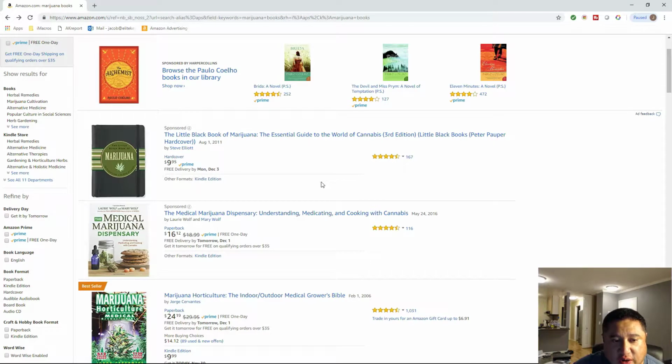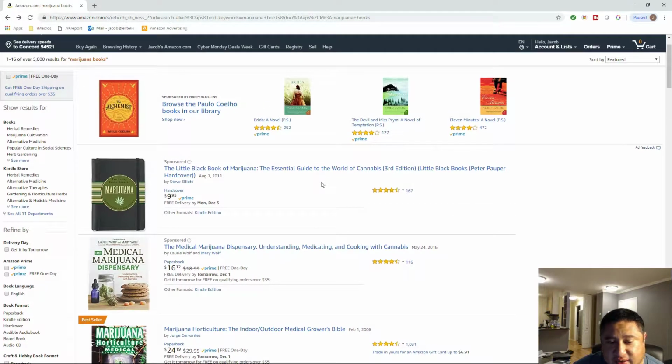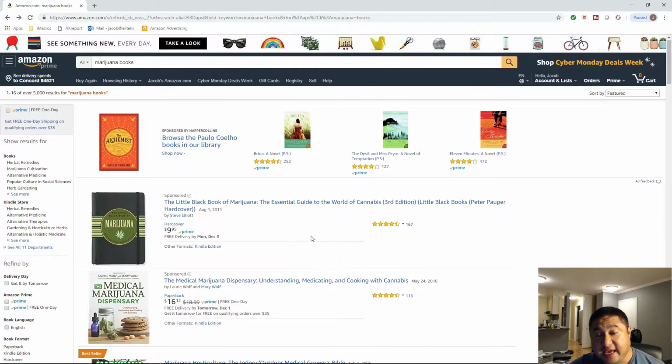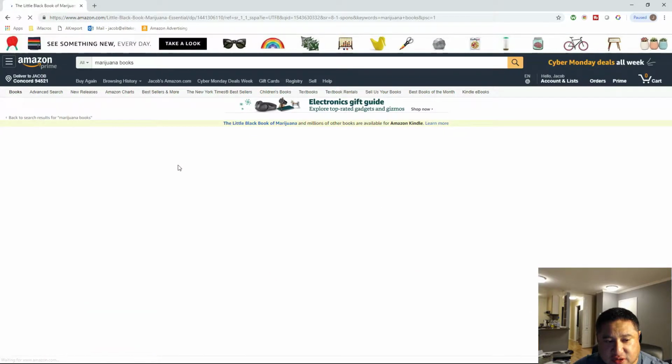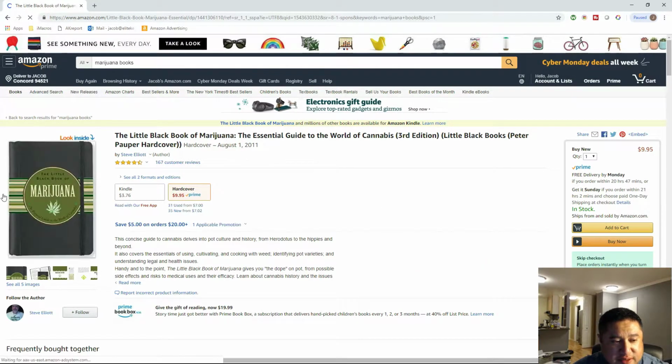So what we would need to do is now consider, okay, for this keyword, it is super competitive. If we still wanted to publish, what would we have to do? The answer is spend money on ads. So I'm going to quickly look at book one here for the sponsored search listing for marijuana books. And this is the Little Black Book of Marijuana, priced at $9.95.